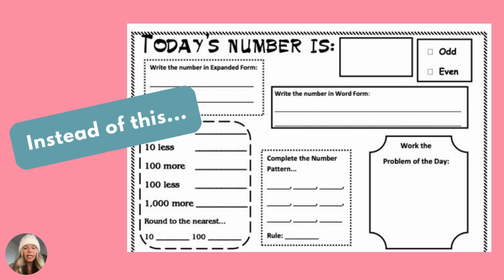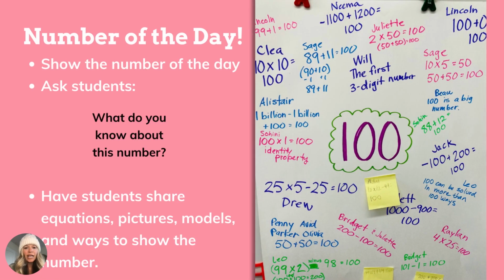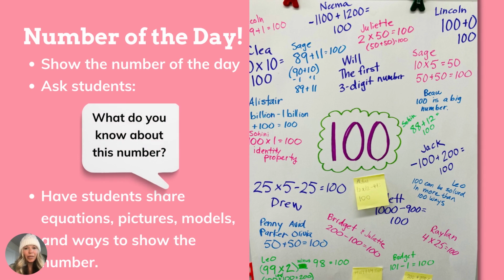So instead of this kind of boring, over and over repetitive routine, the new type of number of the day activity is very open ended. You start by showing students the number of the day. This can be any number. I recommend numbers less than 100. And it could be fractions, it could be decimals for some older kids. However, you show the number of the day and you ask students, what do you know about this number? It's very open-ended. Students can share equations, pictures, models, any way that they know how to show this number or anything that they know about this number.